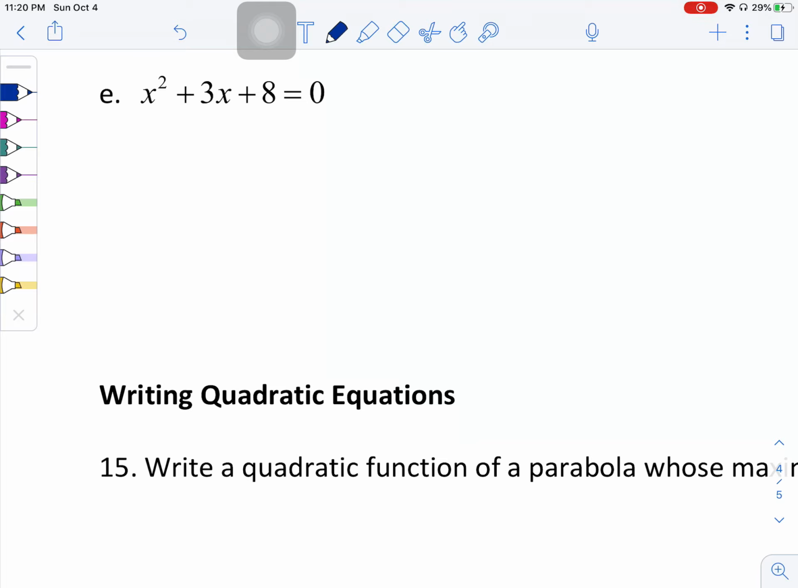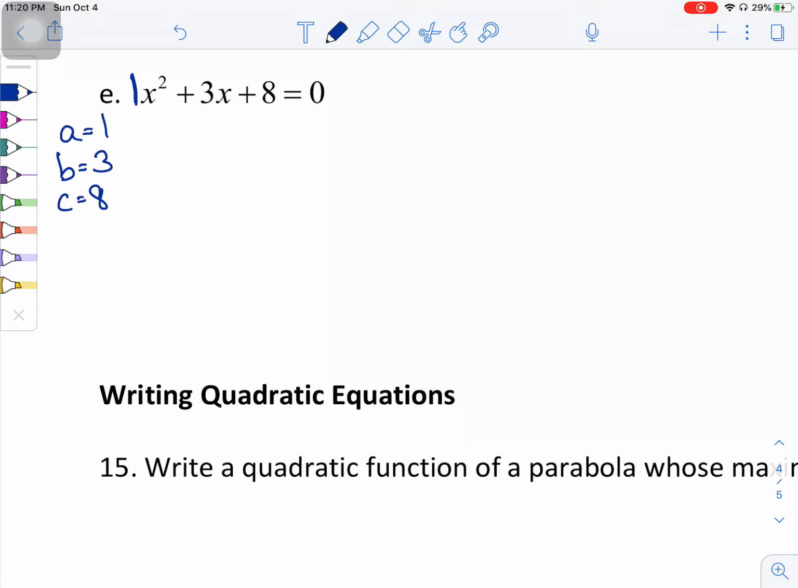Part E, I've been doing problems like this for a long time, so immediately I recognize there's nothing that's going to multiply to 8 that will also add up to 3. It's just not going to happen. So if you can't factor it, which I can't, this one I absolutely have to throw the quadratic formula at it. So I'm going to label my A, B, and C values. A is 1 because there is a 1 here in front of x squared that we don't write, but it is there. B is 3, C is 8.